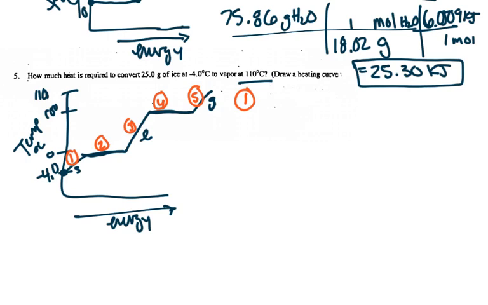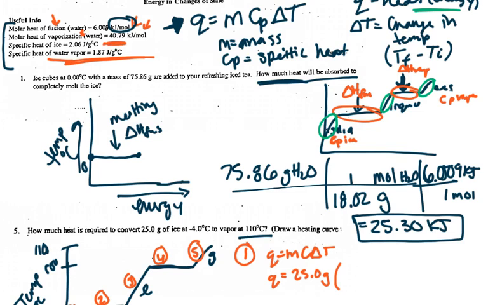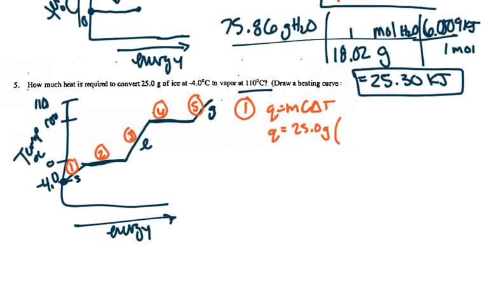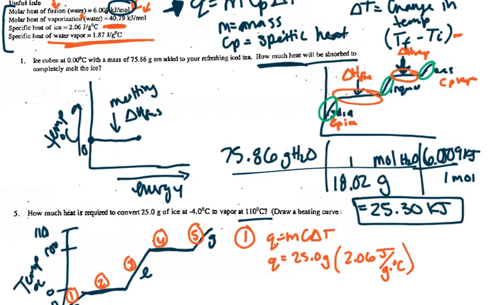So I'm starting with solid, and remember going up and down is Q equals MCAT. So I'm looking for Q. I don't know what it is. My mass is 25 grams. My specific heat for solid is this number here, 2.06 joules over grams times degrees Celsius on the bottom. And then we're going to multiply that by the change. So remember, change in temperature is final minus initial.